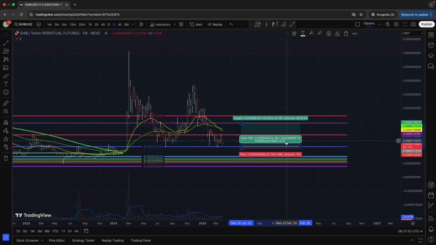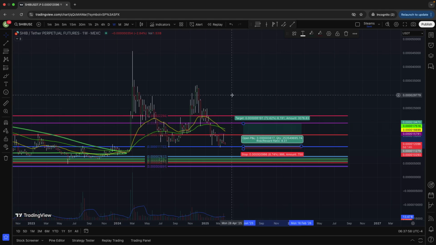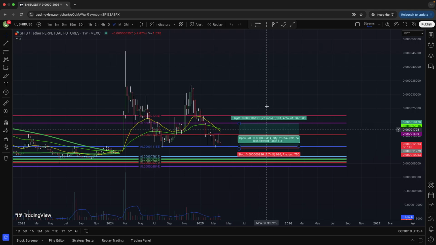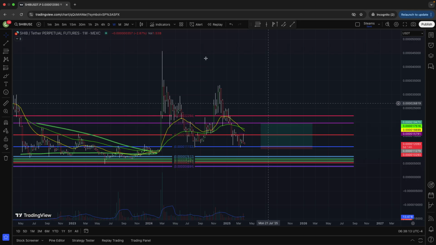And this is a 1 to 8 odds. This is a pretty decent potential return, but it's going to take weeks, almost a month or two for it to play out. So if you're going to take this trade, be patient and be ready for this reversal. And it does look pretty decent for me, in my opinion.